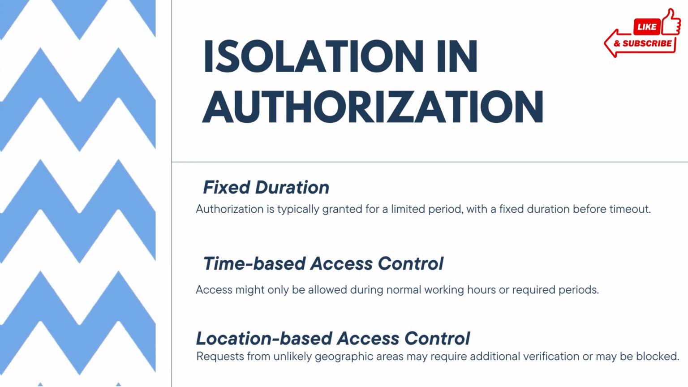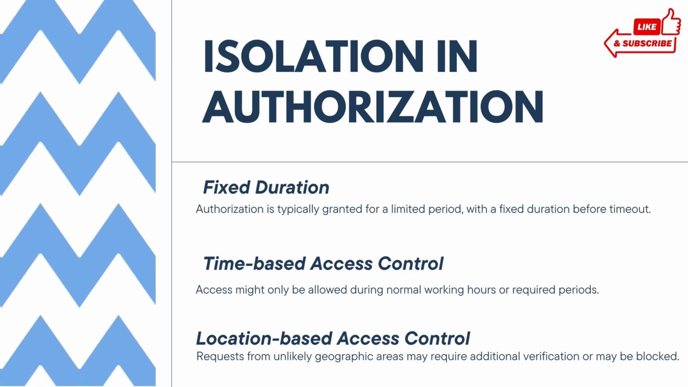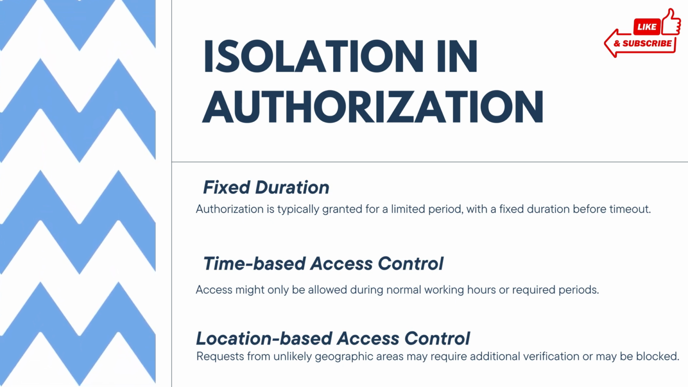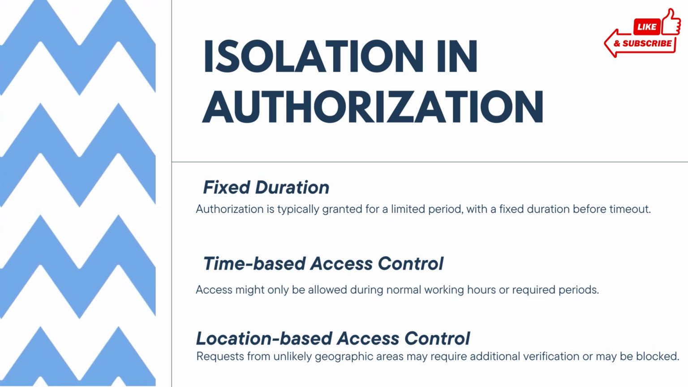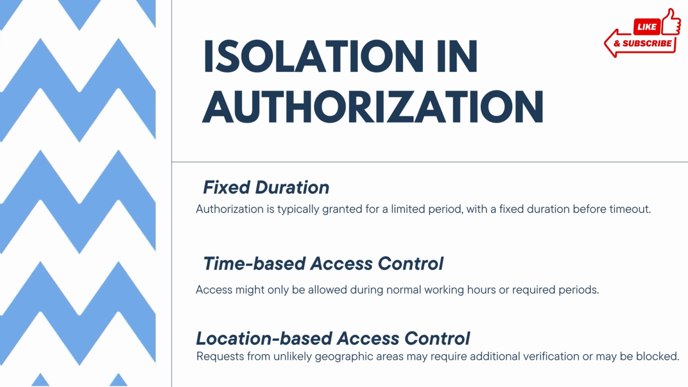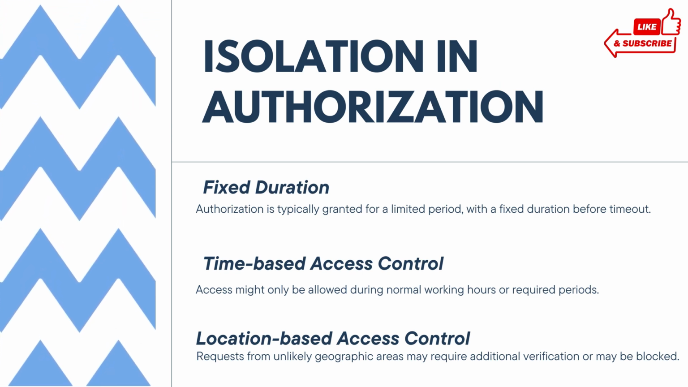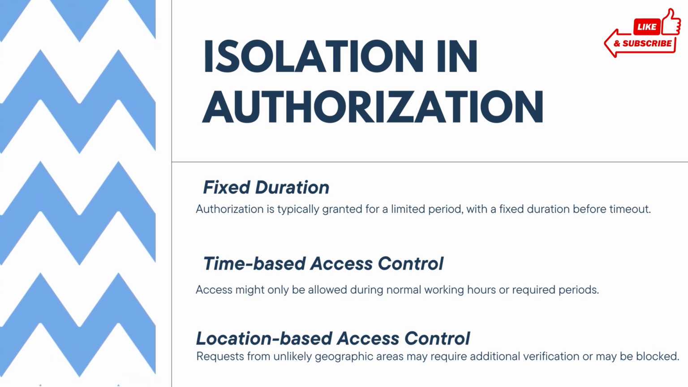Alright, we've locked down privileges with least privilege. Now let's talk about keeping things even tighter with isolation in authorization. This is all about putting extra guardrails around access, so it's not just who and what, but also when and where. Let's break it down. Point 1. Fixed duration. First up, authorizations aren't forever. They've got an expiration date.